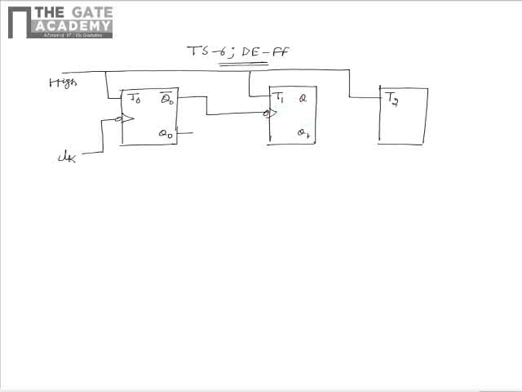The outputs of the flip-flop are Q1 and Q1 bar. Q1 is left open and Q1 bar is connected to the clock of flip-flop 2. Q2 and Q2 bar are left open.